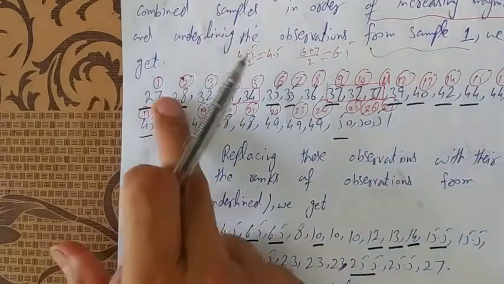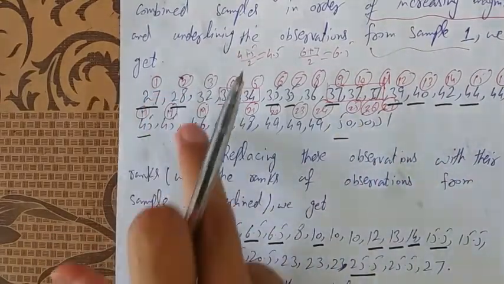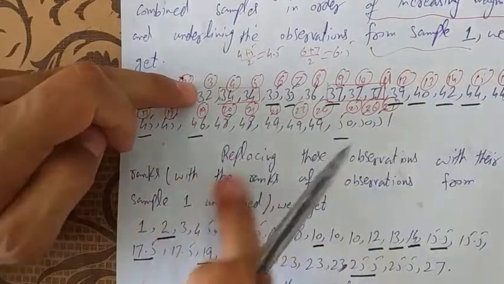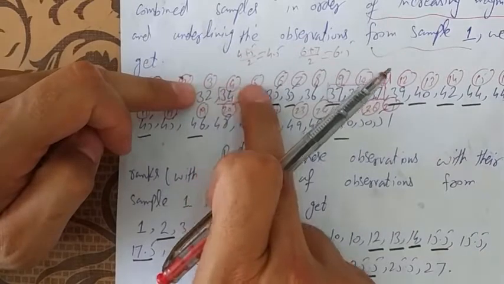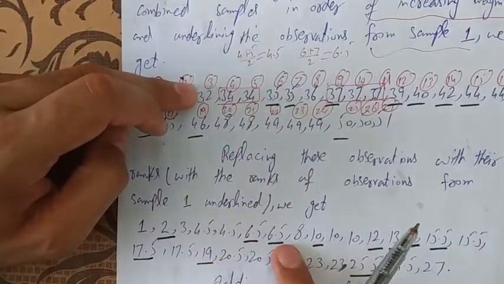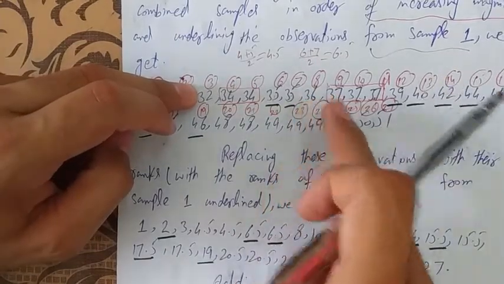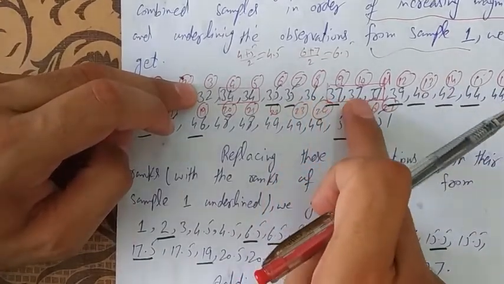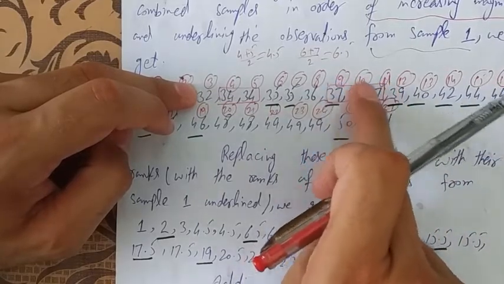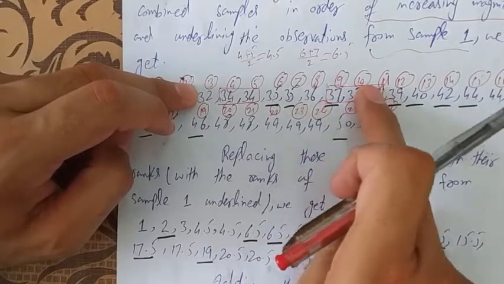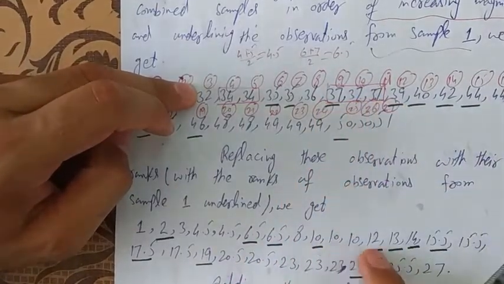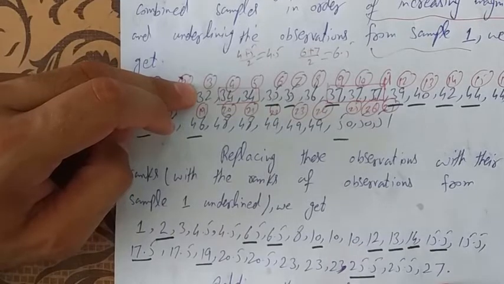First we write 27 is rank 1, 28 is rank 2 and 32 is rank 3. 34 and 34 have rank 4.5, 4.5, 35, 35 have 6.5, 6.5, 36 is 8, and 37, 37, 37 have ranks 9, 10 and 11. Find the midpoint, which is 10. So I assign 37, 37, 37 the rank 10, 10, 10. Up to so on, students, assign these ranks similarly.